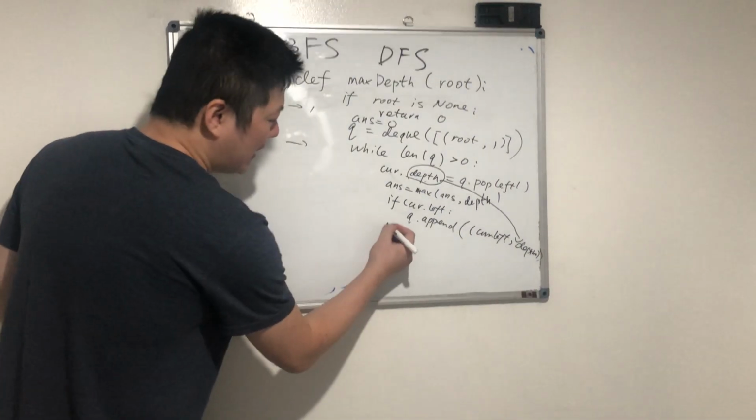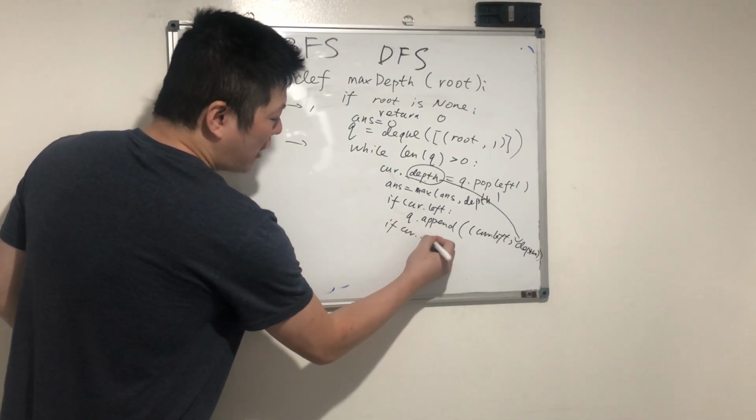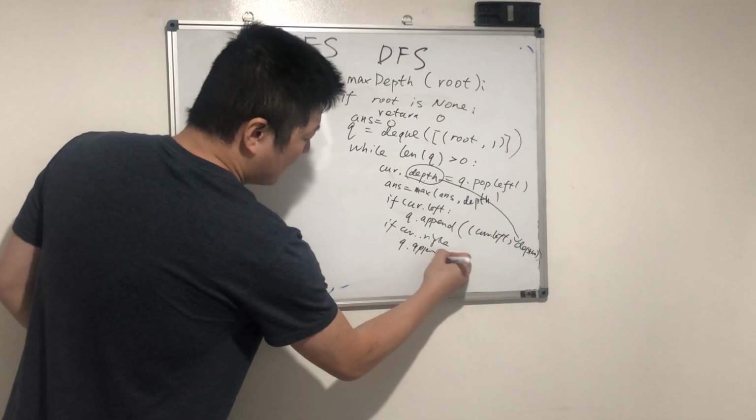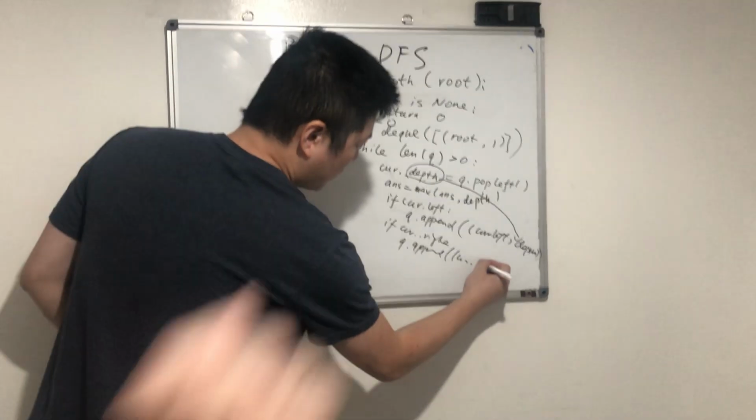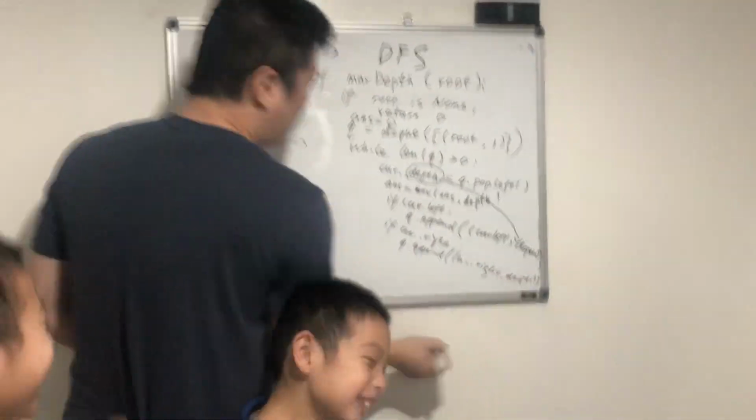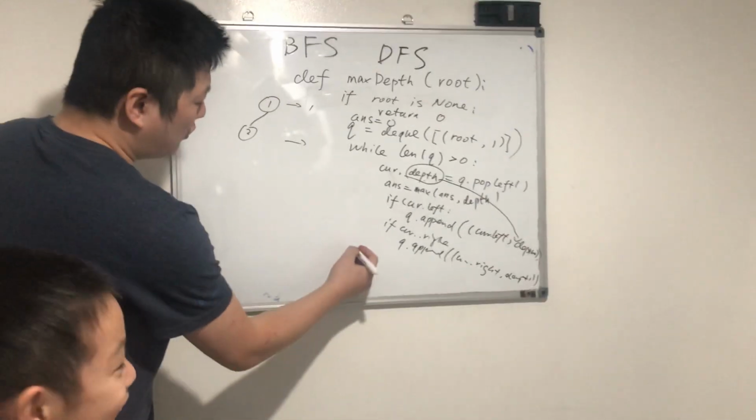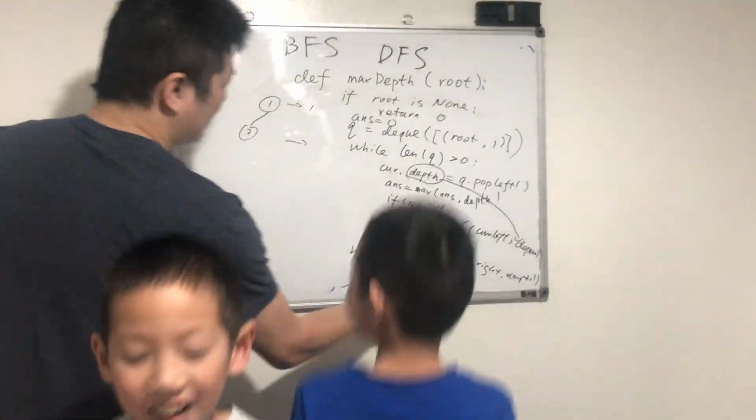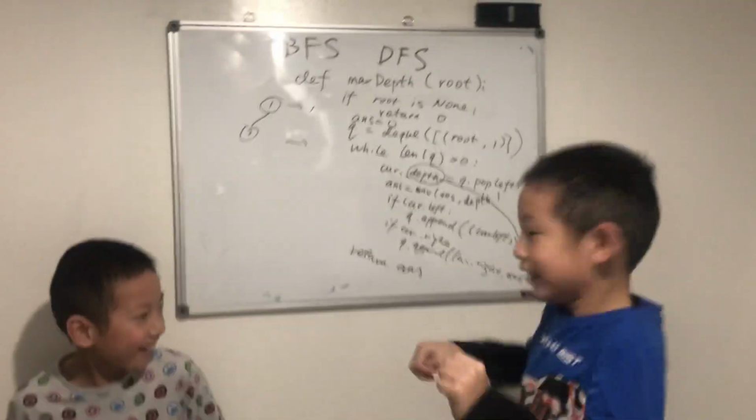Okay, and then if current dot right, we do the same thing: q dot append current dot right with depth plus one. And then what should I return here? Answer.